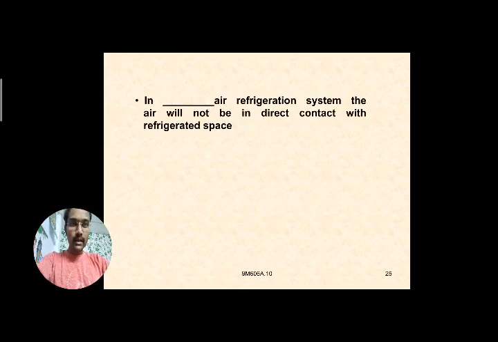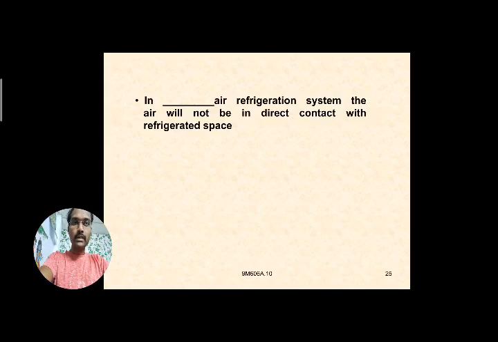So hope you have understood the advantages and limitations of air refrigeration also. And further moving on, I'll ask two to three very simple questions here, so you can answer them very easily. I'll give the options also here.